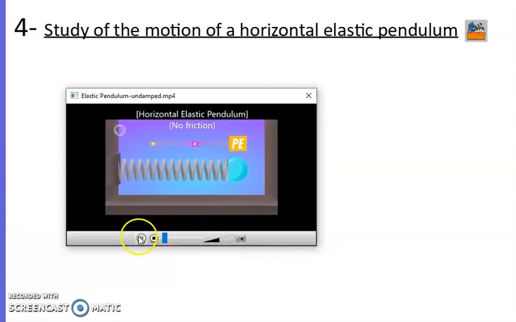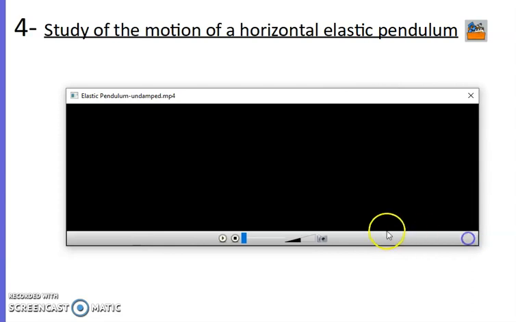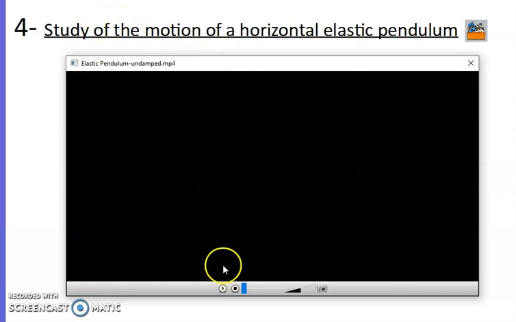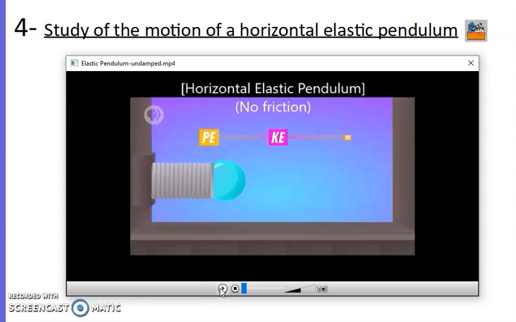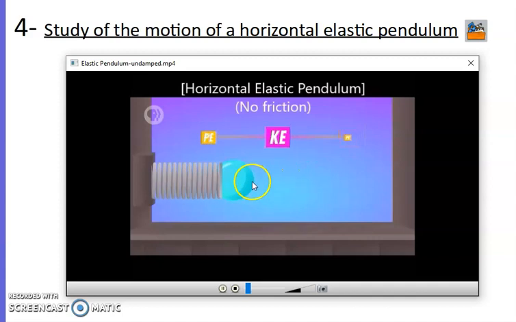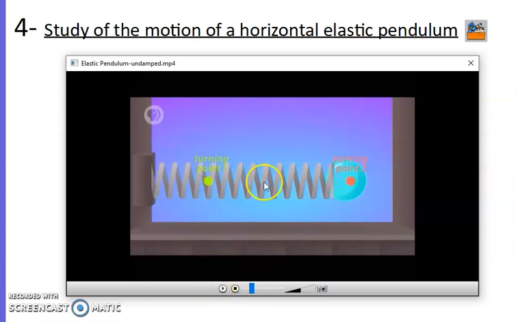Now let's look at the motion first. Let's define what the elastic pendulum is by looking at this simulation. Here in this video we have an elastic spring and a ball attached to one end of the elastic spring, okay? Now the other end of the spring is fixed to a certain rigid support, okay?